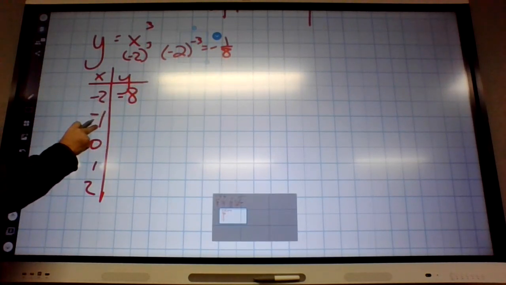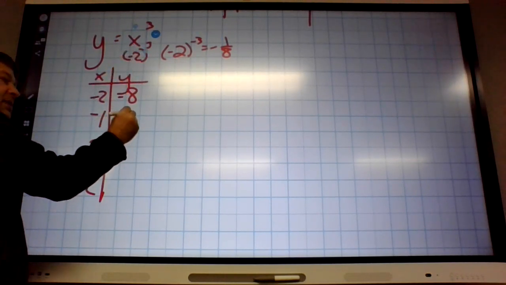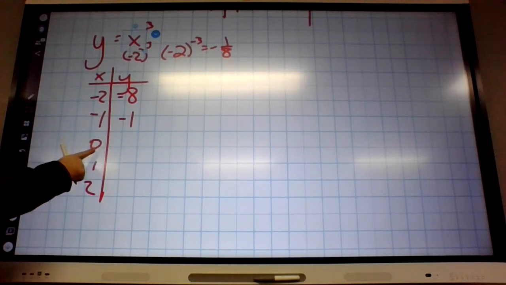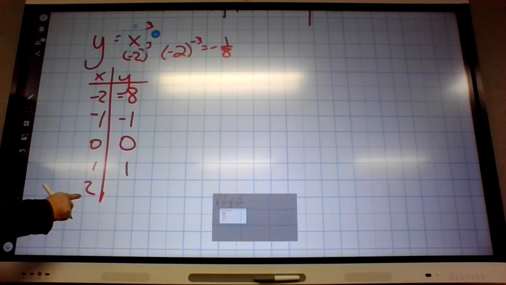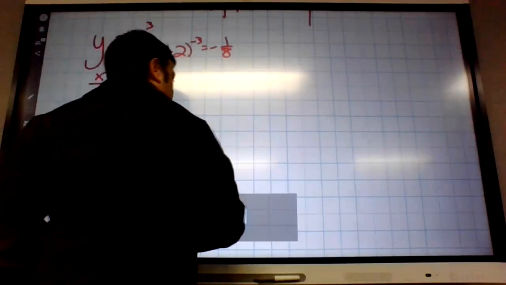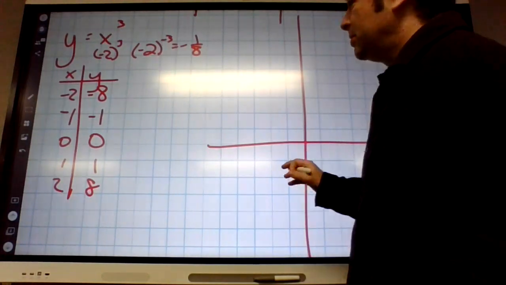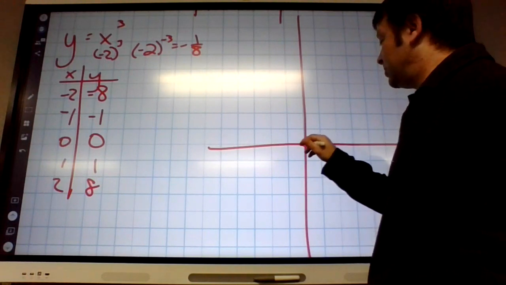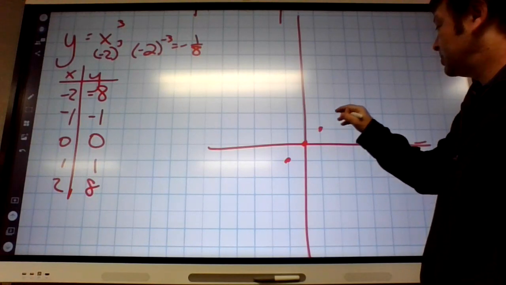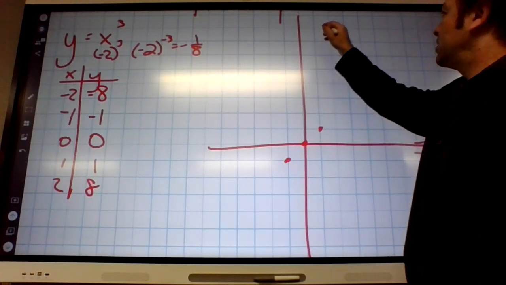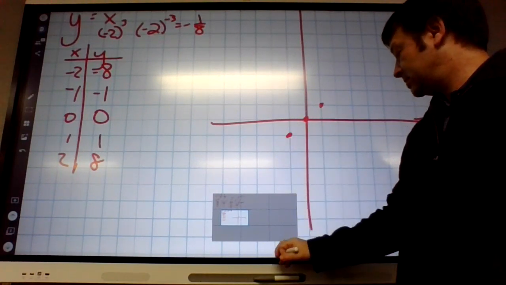What is -1 to the 3rd? It's -1, since negative times negative is negative. 0 to the 3rd is 0, 1 to the 3rd is 1, and 2 to the 3rd is 8. Let's see what this graph looks like. So we got (0, 0), (-1, -1), (1, 1), (2, 8). Can't use 8 yet; let's count: 1, 2, 3, 4, 5, 6, 7, 8. The other one's right down there.